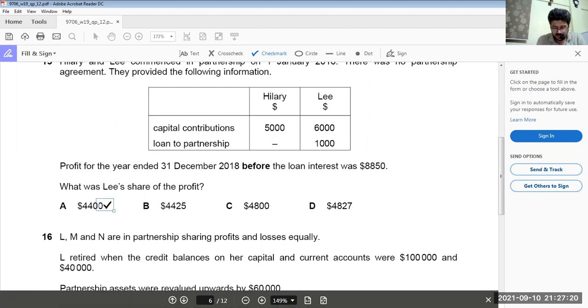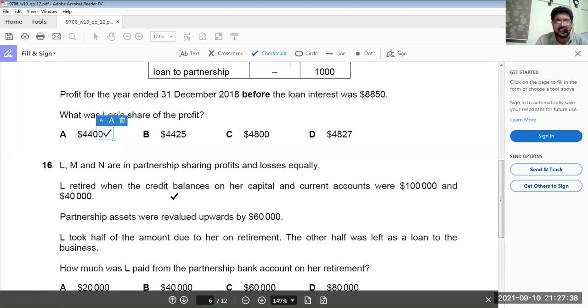So if we double A, 4,400 multiplied by 2, it's 8,800. So the 50 is the interest on the loan given to the partnership. Okay, getting my point here. Be very careful in questions like this.